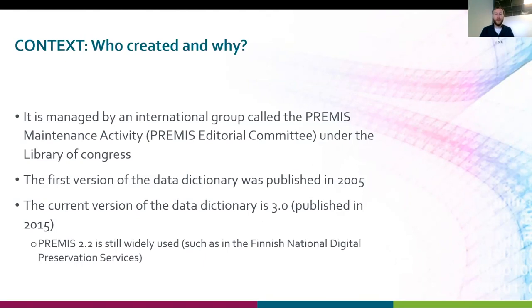And PREMIS is managed by an international group called the PREMIS Maintenance Activity, and also the PREMIS Editorial Committee that develops the PREMIS standard. And the standard itself is published under the Library of Congress. The first version of the data dictionary, as it's called, was published in 2005. And now the latest and most current version is version 3.0, published a few years ago in 2015. PREMIS 2.2 or 2.3 is still widely used, for example, in our national digital preservation services here in Finland.